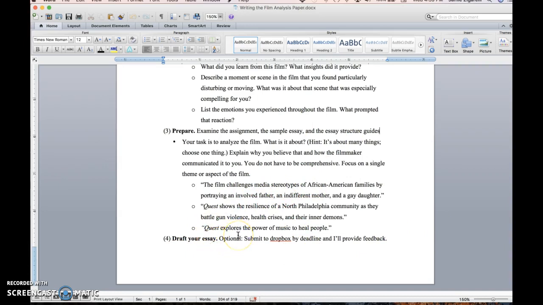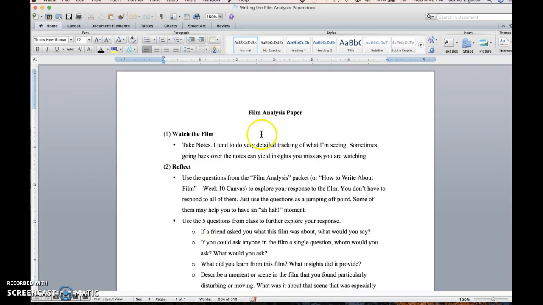And I gave you an optional assignment where I'm going to put a Dropbox on Canvas, and if you put your first draft in there before the deadline, I'll provide you feedback so that you can revise it before the final due date. I'm not telling you the due date on here just because different classes will see this, so the due date will be different for each class. But that's an overview of the paper.